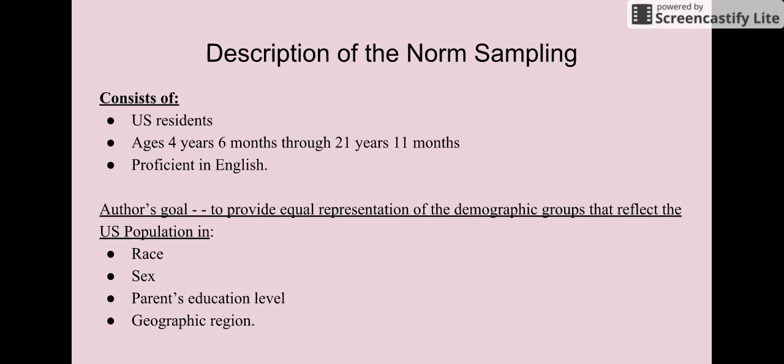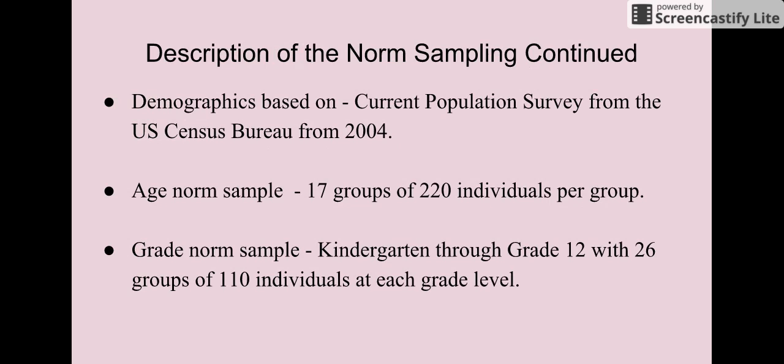In describing the norm sampling, when they did the norming, it consisted of U.S. residents ages 4 years, 6 months through 21 years, 11 months, who were proficient in English. The authors' goal when doing the norming was to provide equal representation of the demographic groups that reflect the U.S. population in race, sex, parents' educational level, and geographic region.